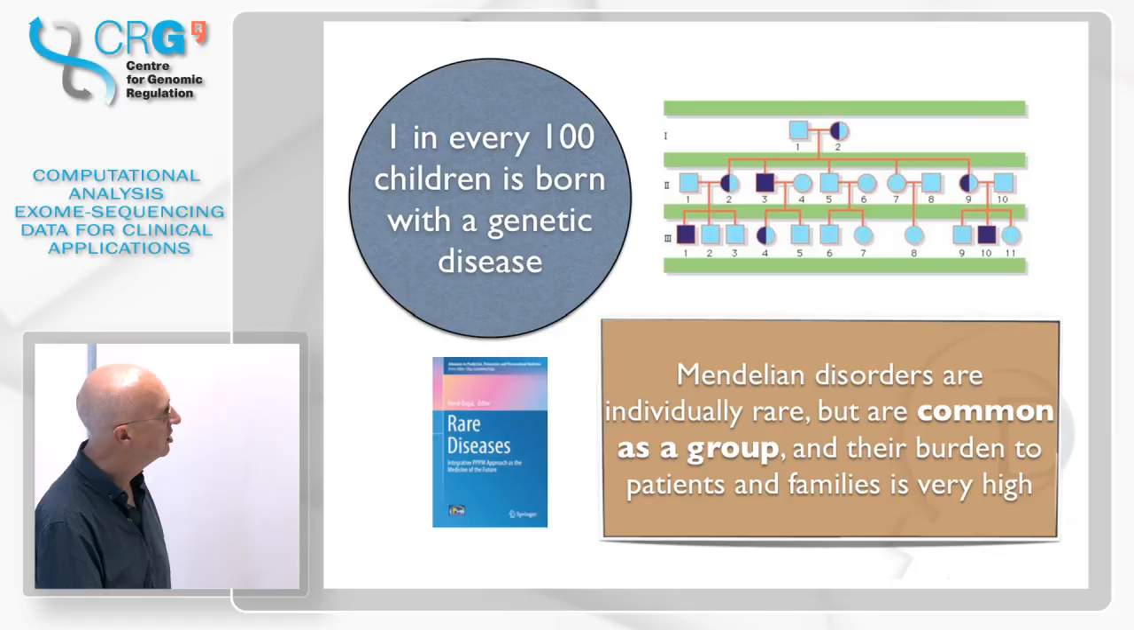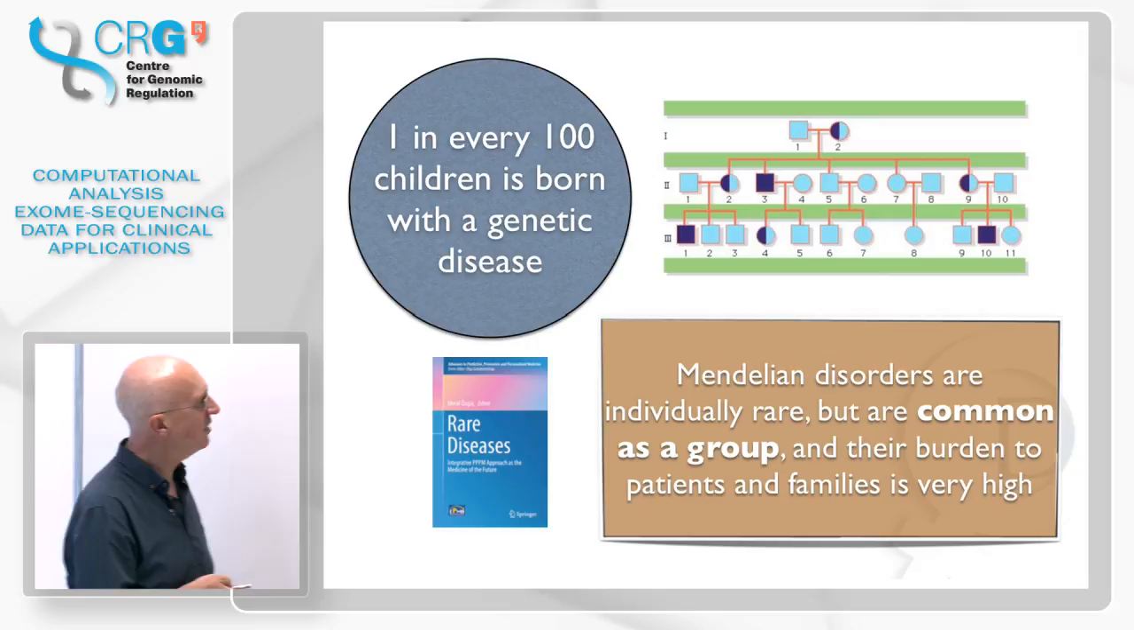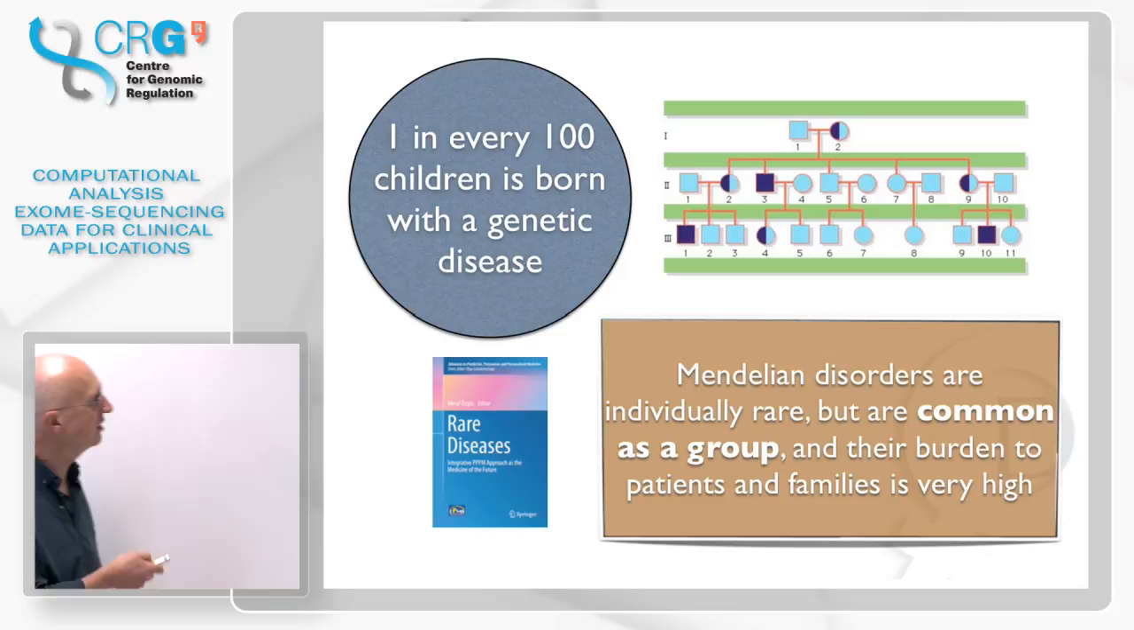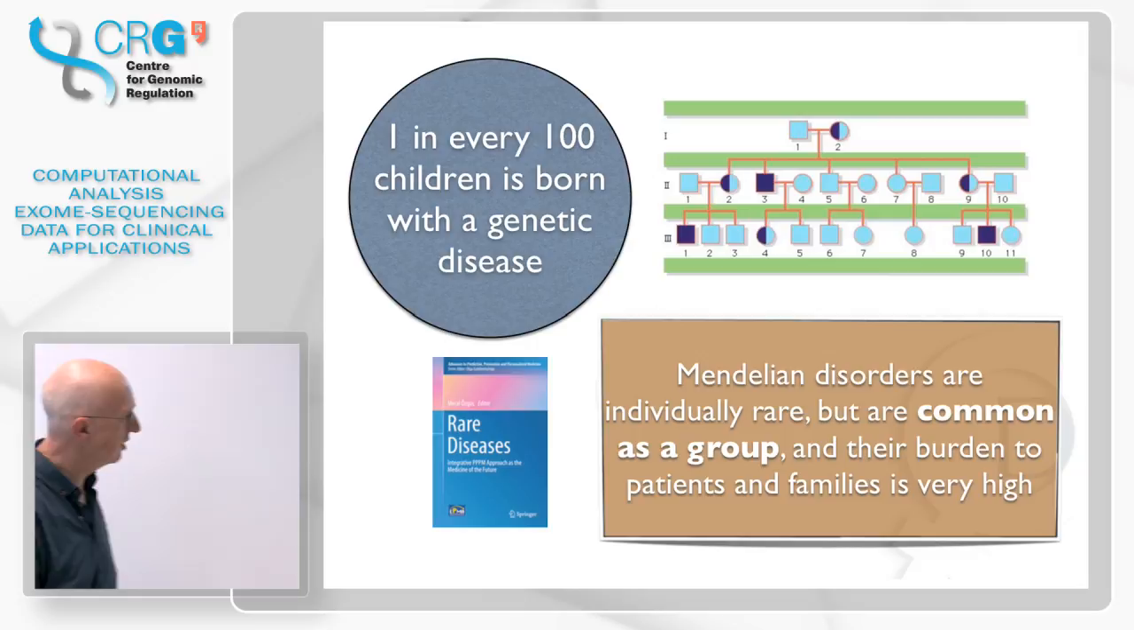Until now, most of the studies that are being done involve the analysis of aneuploidy for prenatal diagnosis and so on, but if we put together most of the Mendelian disorders for which we could be performing a test, about 1 in 100 children are born with a genetic disease that can be detected. Although most of the Mendelian disorders are rare, together as a group they are really common, and we can do better in this sense.